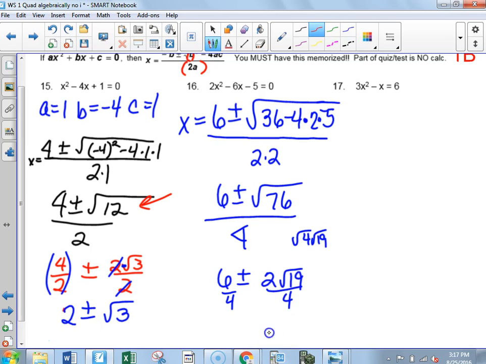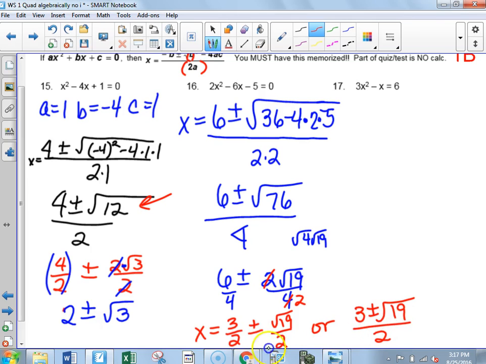I don't care. That would be 3/2 plus or minus what? Square root of 19 over 2. Now, because those have a common denominator, that is equivalent to writing 3 plus or minus the square root of 19 all over 2. I don't care which way you write it.